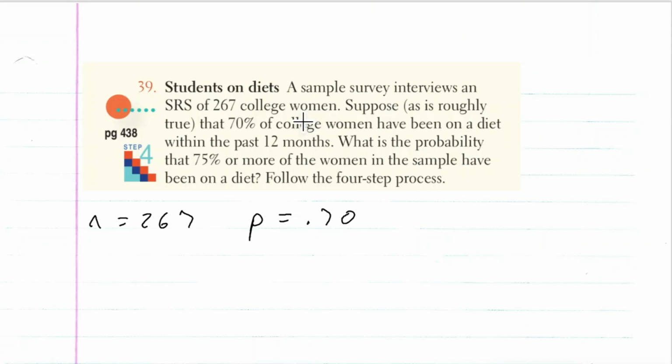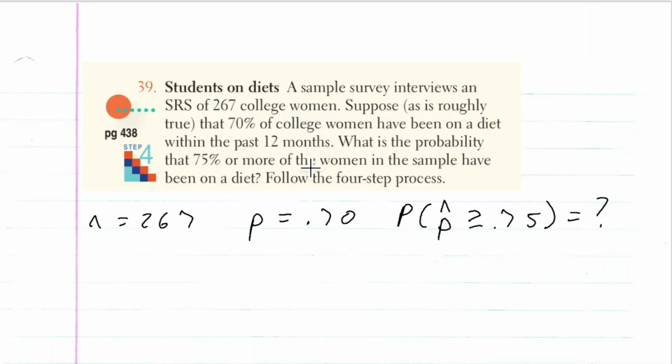What is the probability that 75% or more of the women in the sample have been on a diet? So women in the sample. So we're trying to figure out the probability that the sample proportion is at least 0.75. So this is our goal. We're trying to find the probability that the sample proportion is bigger than or equal to 0.75.